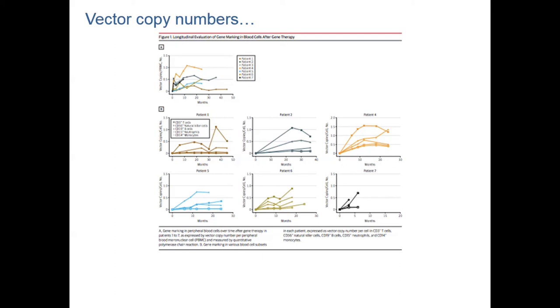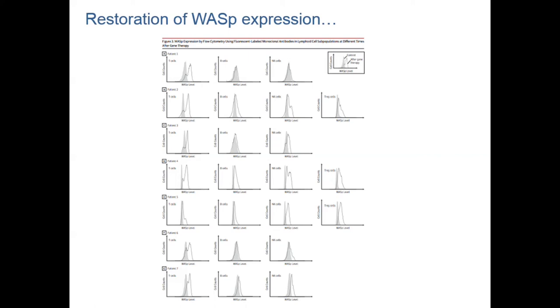These little graphs show the improvement in expression of the protein in the different cells for the different patients. These are patient one downwards here. The shift to the right indicates new expression of WASP protein. You can see in T cells that's uniform, slightly more variable in B cells, but also very robust in other lineages, such as natural killer cells, which is exactly what you want to see. So you know now that you've restored these immune cells in these patients with functional WASP protein.